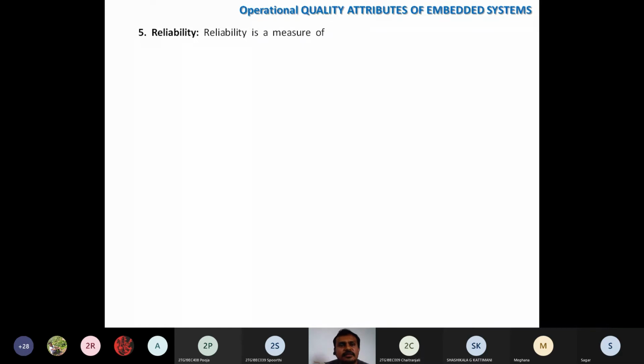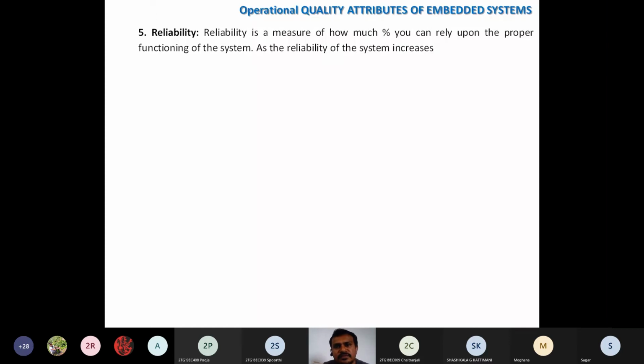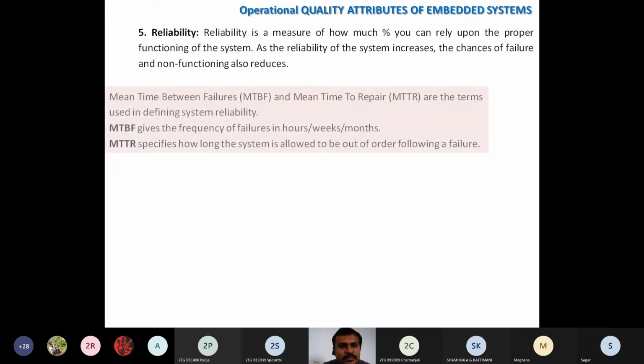Then the next one is reliability. It is a measure of how much percentage we can rely upon the proper functioning of the system. As the reliability of this system increases, the chances of failure and non-functioning reduce. So while designing an embedded system, what is the percentage we can rely upon these functions? That is reliability. Here there is a small calculation part, that is the mean time between failure and mean time to repair.